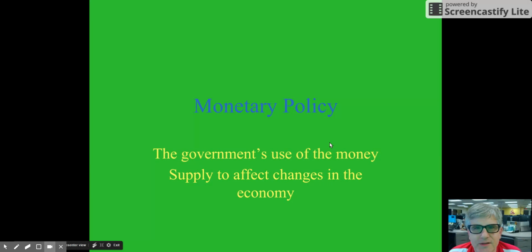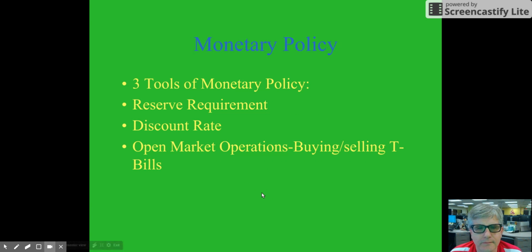Monetary policy. This is one of three. We're going to be doing three different parts to this. The government's use of the money supply to affect changes in the economy to make the economy go up or down. There are three tools to monetary policy: the reserve requirement, the discount rate, and open market operations. And if you raise or lower one, that'll change the money supply and change the economy.